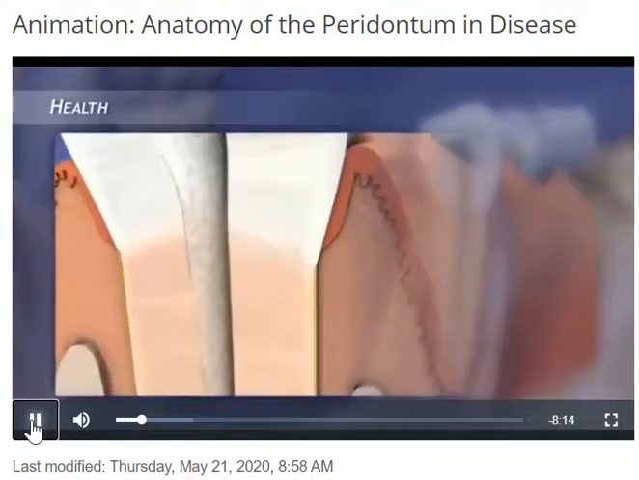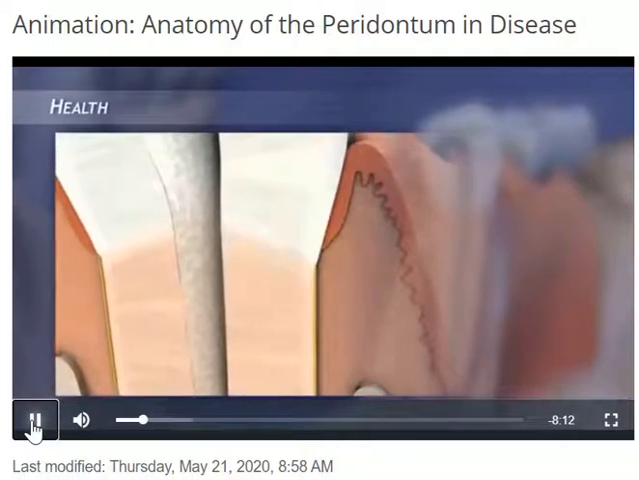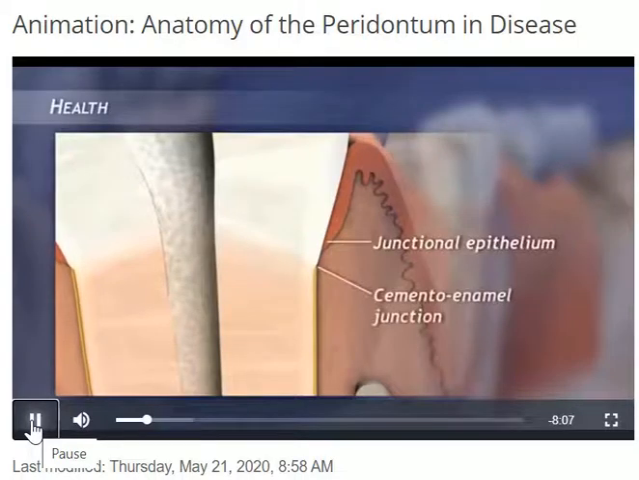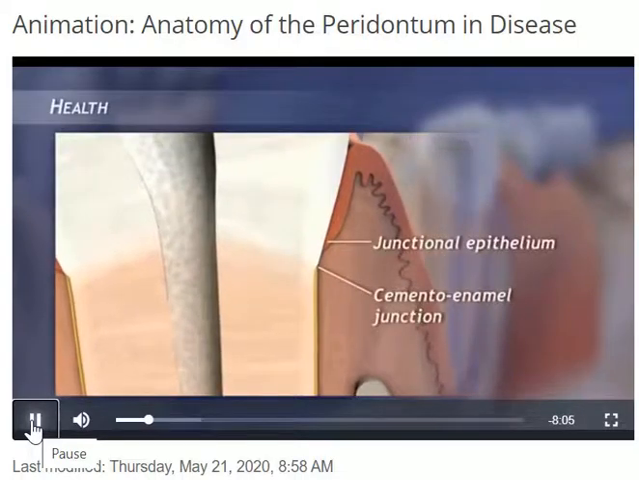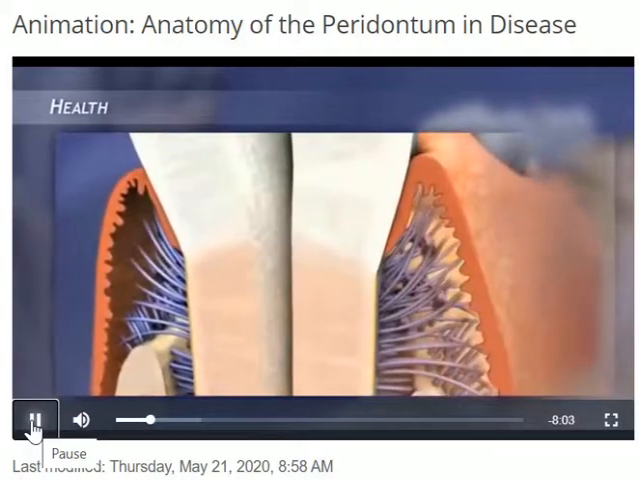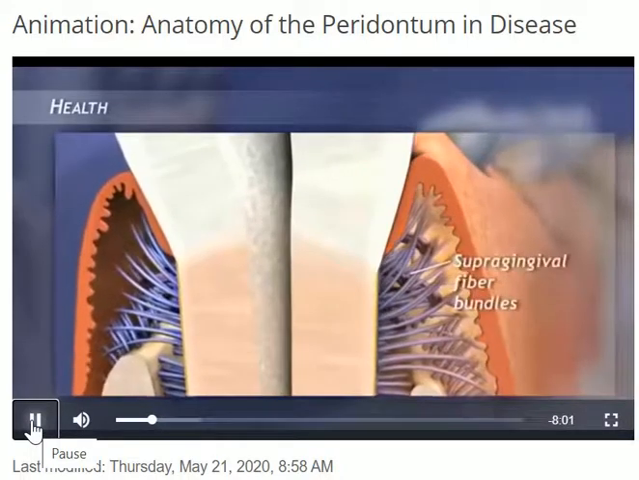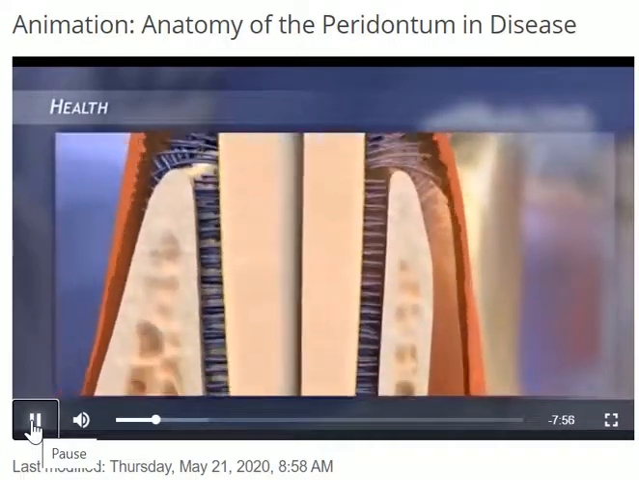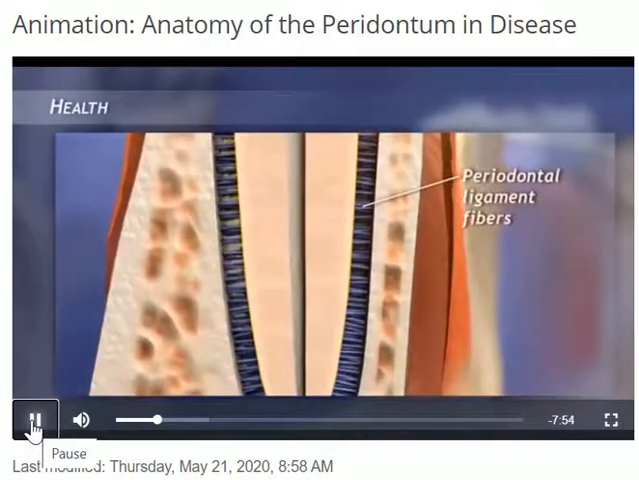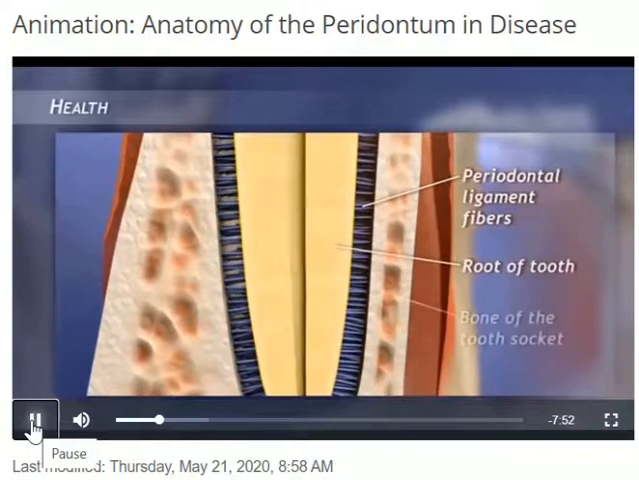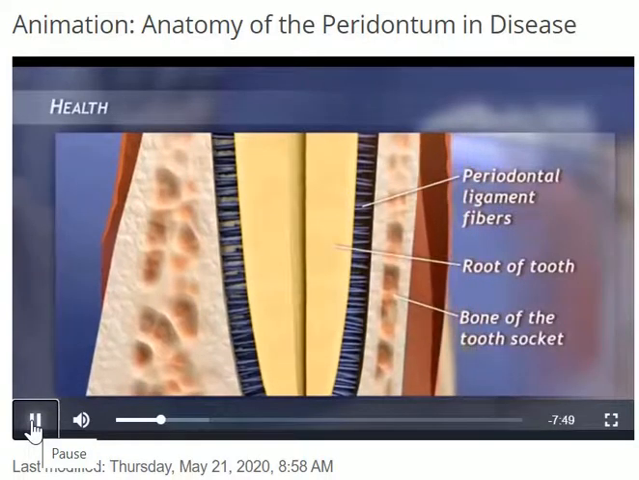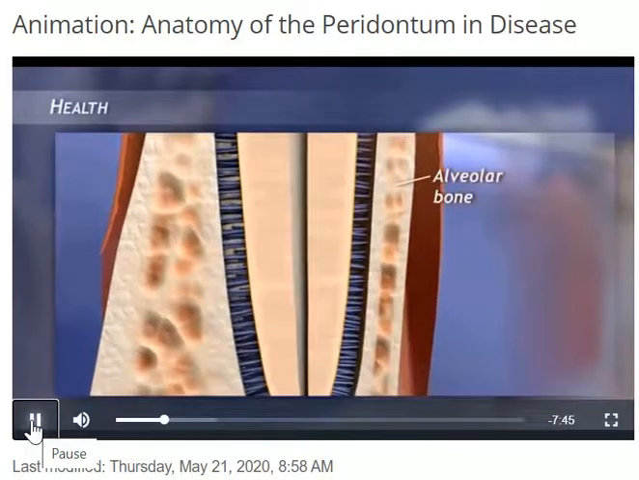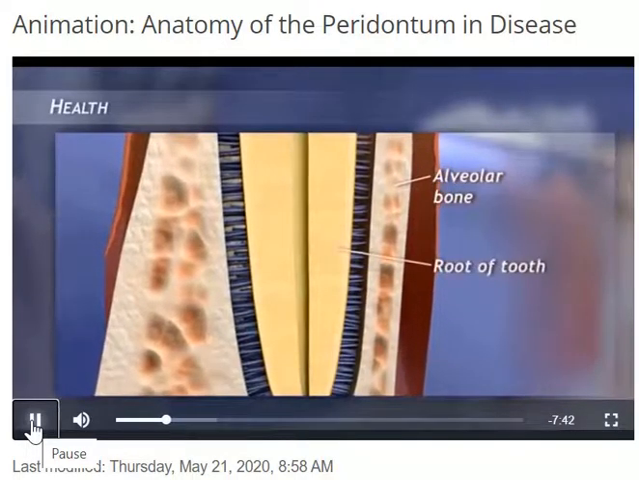In health, the periodontium exhibits the following characteristics: a junctional epithelium that is coronal to the cemento-enamel junction. Intact, healthy supragingival fiber bundles that provide support to the gingiva. Intact periodontal ligament fibers that attach the root to the bone of the tooth socket. Intact, healthy alveolar bone that supports and protects the roots of the teeth.